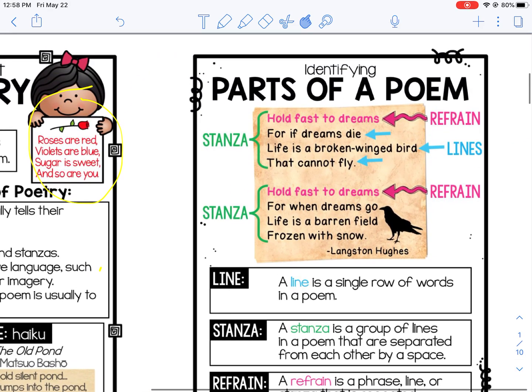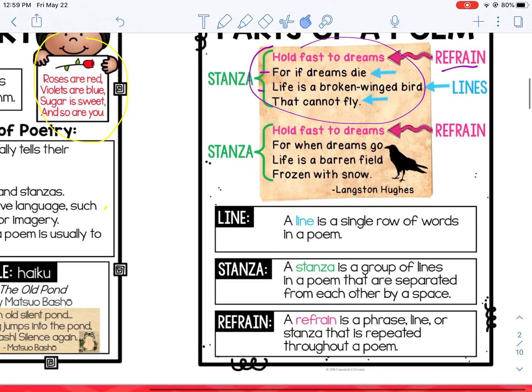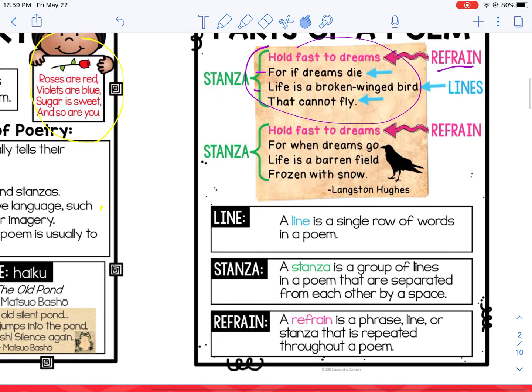All right, and then here, these are parts of a poem, and we talked a little bit about this already. Parts of a poem: refrain, that means that it's repeated. So if it's a repeated verse, that means it's a refrain. And then we have the stanzas, and we know that poems are broken up into stanzas like this. And then each one is a line. So the line is a single row of words in a poem. And the stanza we just circled is like the paragraph of the poem. The stanza is a group of lines in a poem that are separated from each other by a space. And so it's like the poem's paragraphs. And then a refrain is a phrase or line or stanza that is repeated throughout the poem. So you just keep on hearing it over and over.